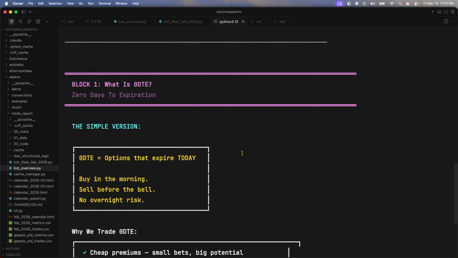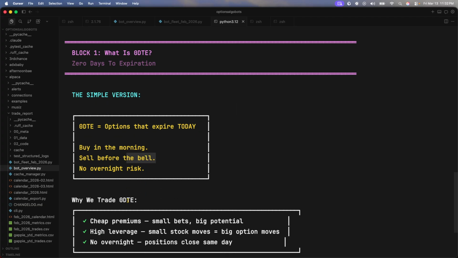So what is a 0 DTE option? A 0 DTE option is an option contract that expires today. The main aim is to buy the option contract in the morning, right? An option contract enables us to buy 100 shares of the underlying stock, and allows us to have a lot more leverage. The reason I like 0 DTE options is that these are option contracts that expire the same day. We buy in the morning, and the aim is to sell before the bell. So you buy between 9:30, 9:40, maybe 10 o'clock at the latest, and the aim is to profit before the end of the day, and the end of the day is 4 p.m. Eastern. And there's no overnight risk, right?